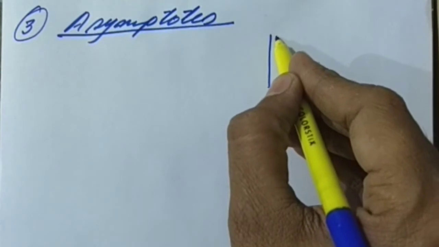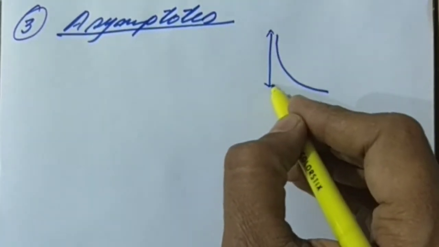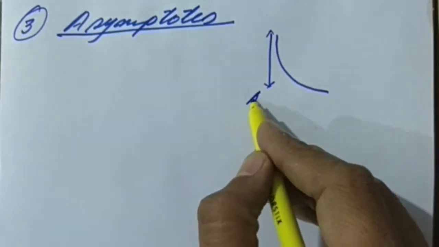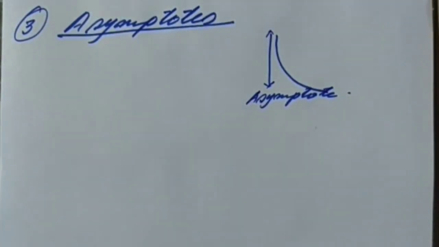Now we are going to discuss the third important characteristic of a curve, that is asymptotes. What is an asymptote? As you might have learnt, an asymptote is a tangent to a curve at infinity. So if this is the curve, this is an asymptote. There are two kinds of asymptotes: parallel asymptotes, that is parallel to the x-axis and y-axis, and oblique asymptotes, which are neither parallel to the x-axis nor to the y-axis.